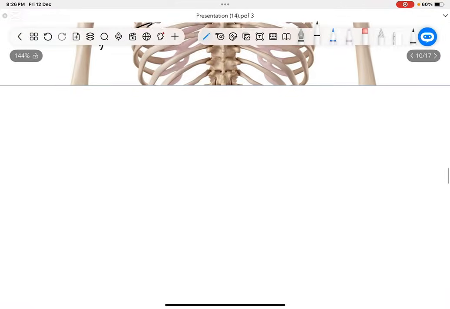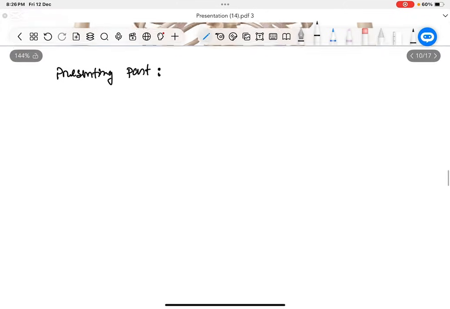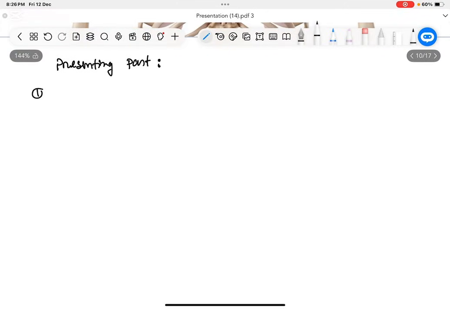Now, what are the presenting parts of the scapula? There are some presenting parts on the basis of which we have to describe it. First, it has a head, then a neck, and then a body.